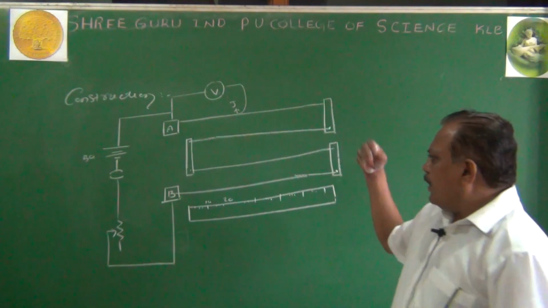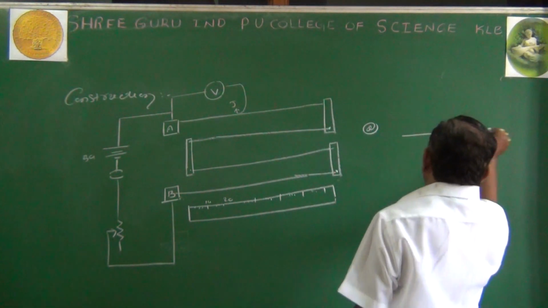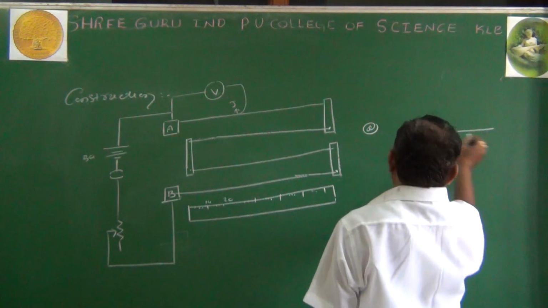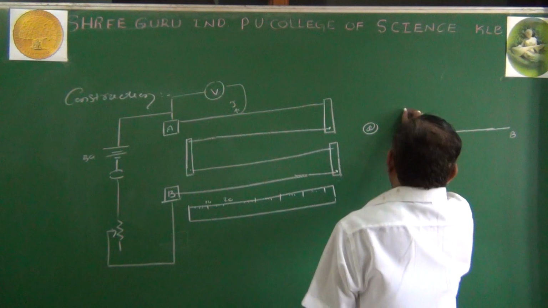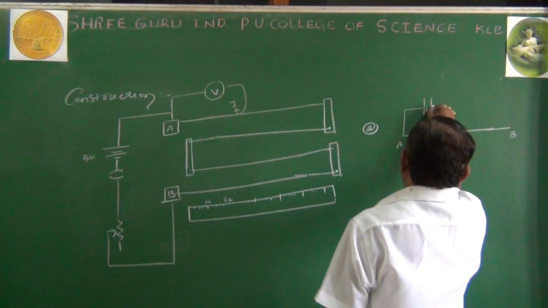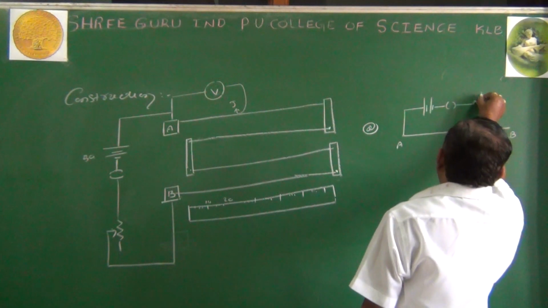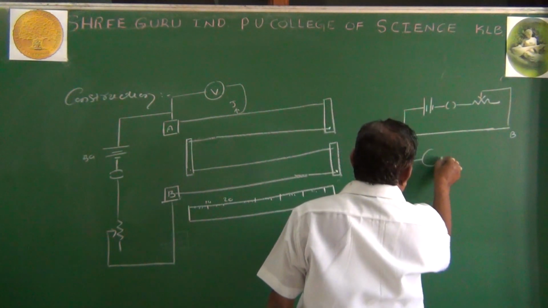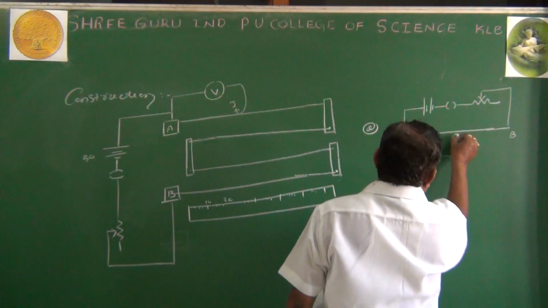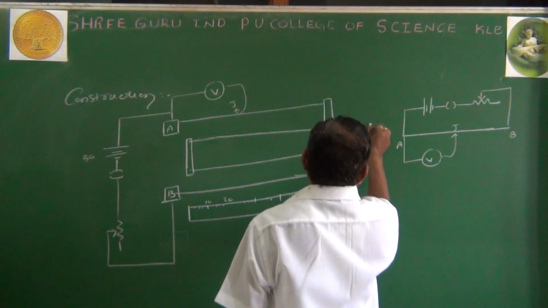So I make the simplest form of this one. Now these are the two ends of the wire, A and B ends. Now the battery connection, key, there is a rheostat. With the help of the rheostat we can adjust the current and maintain the constant current. Now this is nothing but the voltmeter. The other end of the voltmeter goes to the jockey. Now this is nothing but the simplest form.